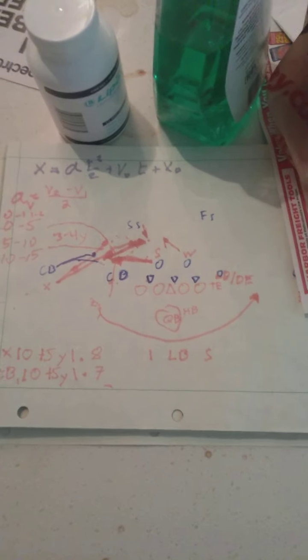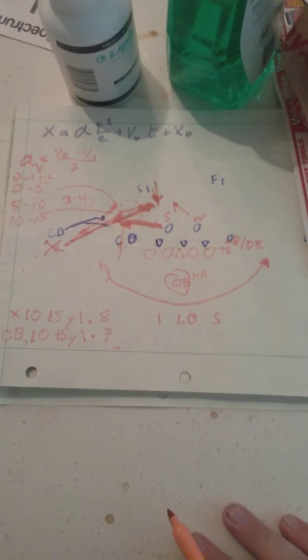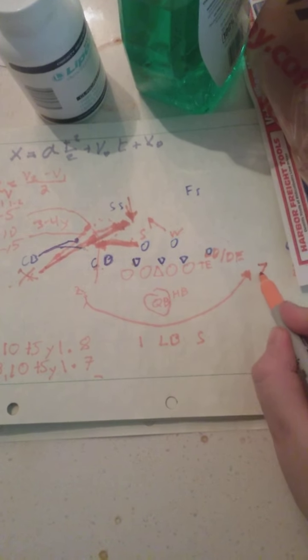Okay, so let's say there's a nightmare scenario where not only does the linebacker go straight across, the safety also comes forward. This throw is now impossible, so you just ignore X. You can't throw to X anymore. Okay, so what's your next progression?